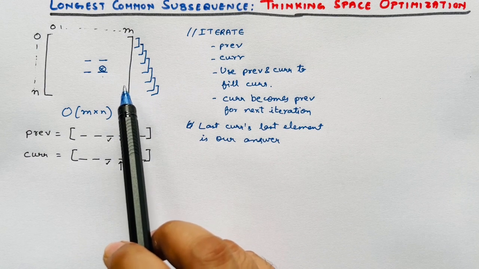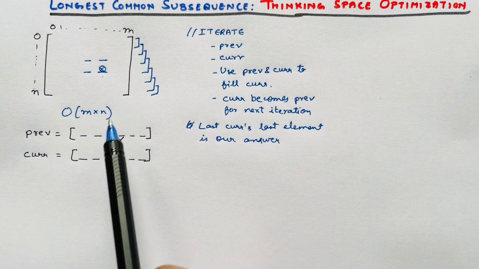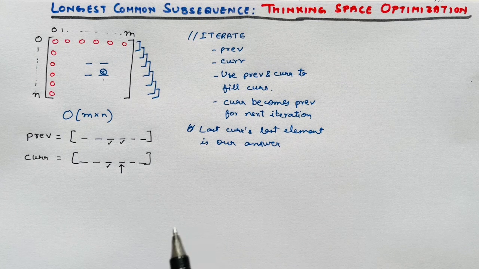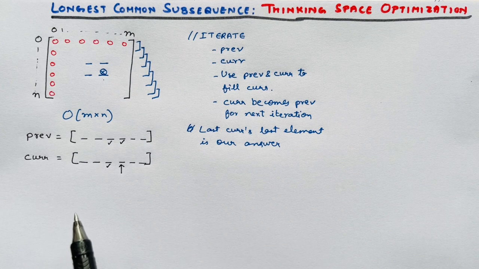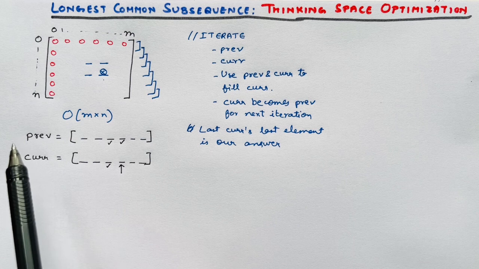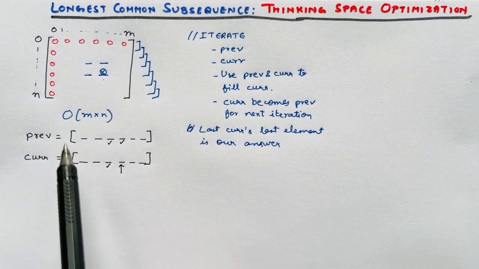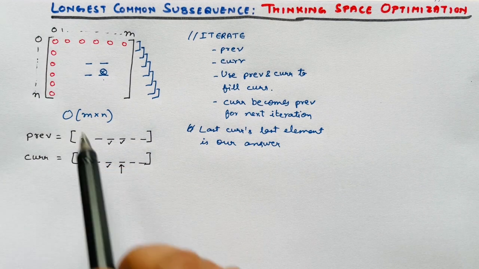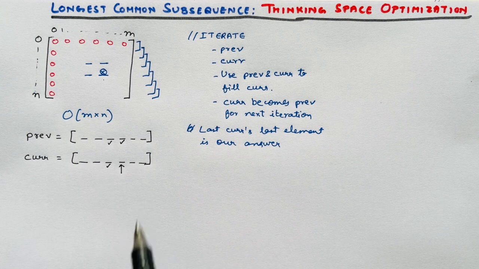So what will be our final answer? Our final answer will be when we reach this position. So what is this position? Our last current row's last element. But how will we start the algorithm? Even to start the algorithm, we need some values in the previous array. So we know that for the base condition, the first row and first column are 0. That means our first previous row will have all zeros, and the first element of all current rows will also be 0. So we will use these to be able to fill previous and current. Then we can easily fill them.